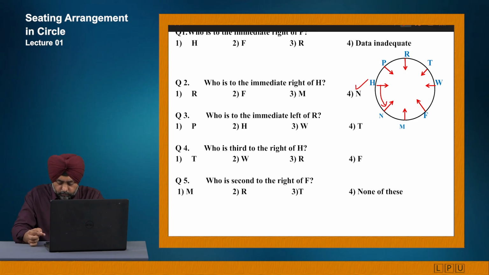Who is to the immediate left of R? The questions are quite easy. Left of R, left means anti-clockwise, it will be T. Sorry, left will be clockwise, so it will be T. Who is third to the right of H? Again right, anti-clockwise. First is N, second is M, and third is F. So our answer will be F. And the last, who is second to the right of F? Again we are moving anti-clockwise, second to the right of F will be T.